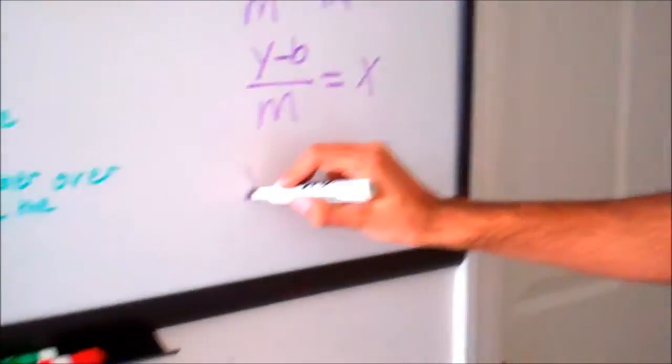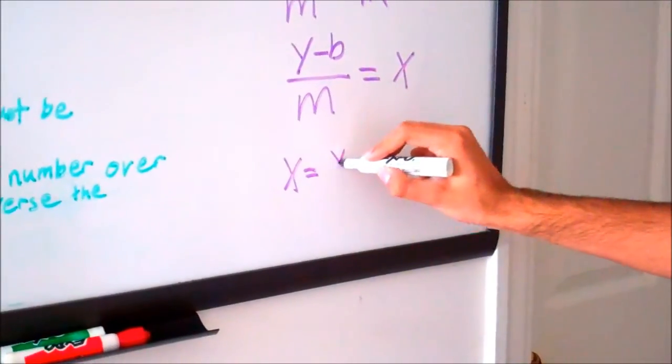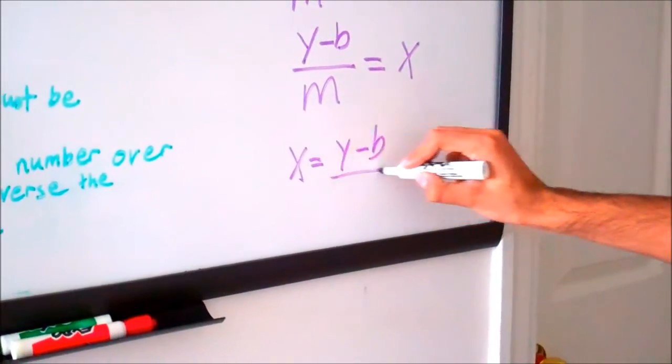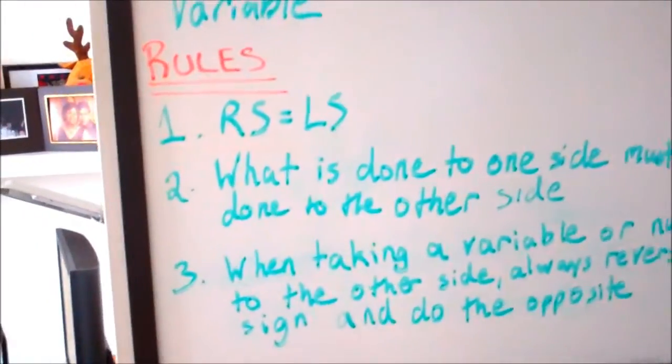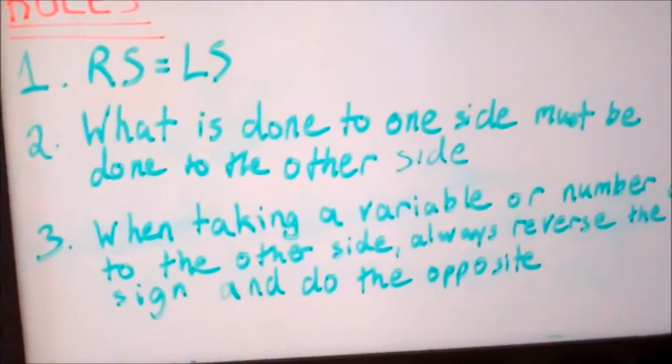Flip it, and now it becomes x equals y minus b over m. And that is how you isolate a variable through your different rules, and also using the opposite function.